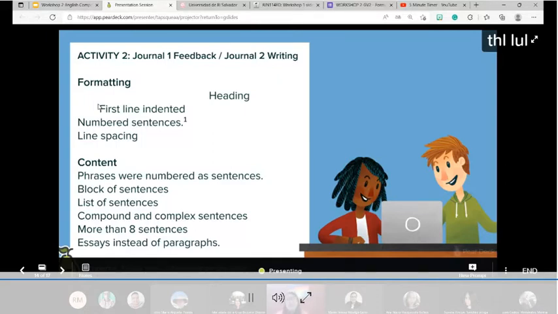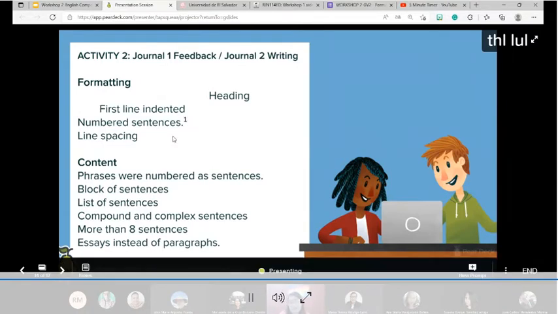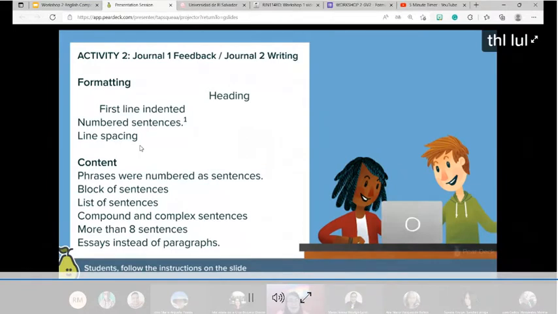Second, numbering the sentences. You are not numbering sentences. We are just typing, and there are no numbers at the end of the sentence as there are in here. Also, the line spacing is 2.0, and you are not adding that feature to your text. Talking about content, you are numbering phrases. What we are expecting is that you number sentences, full sentences.